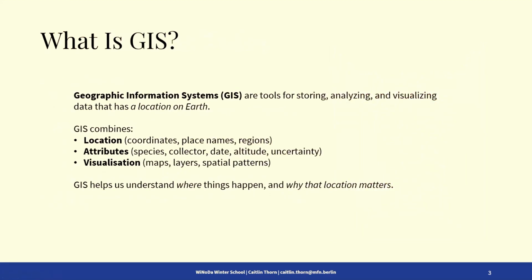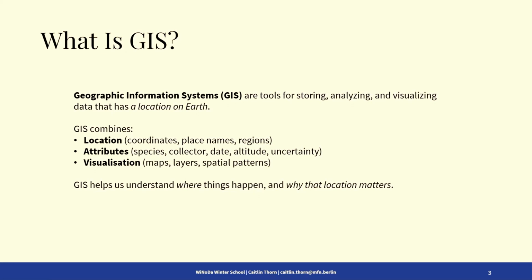GIS stands for Geographic Information Systems, and there are tools for storing, analyzing, and visualizing data that has a location on Earth. It combines location, attributes, and visualization. GIS helps us understand where things happen and why that location matters.